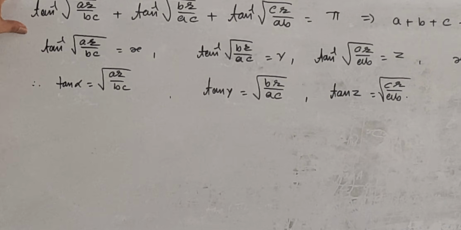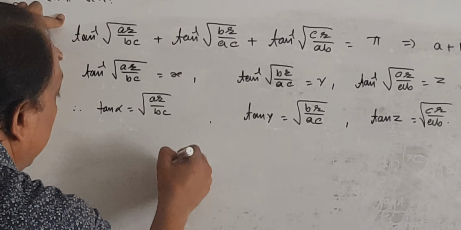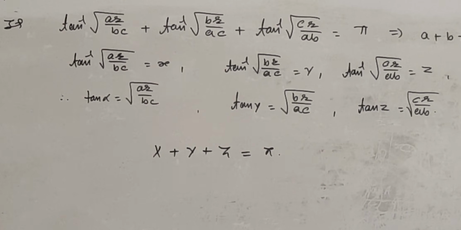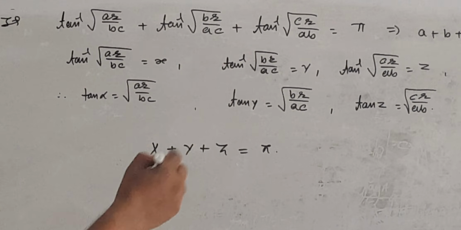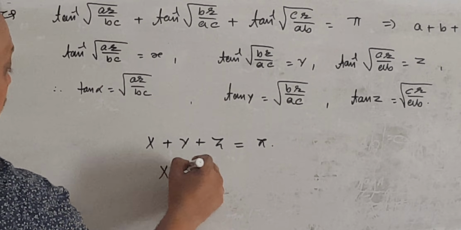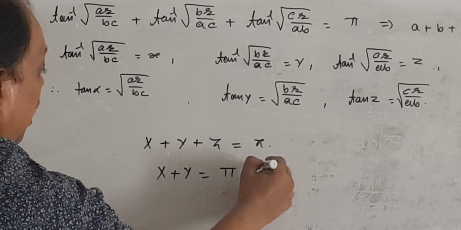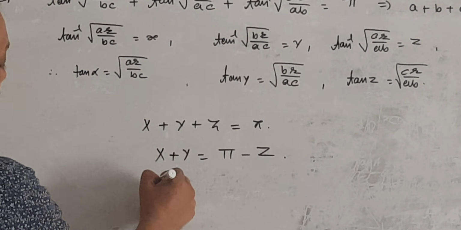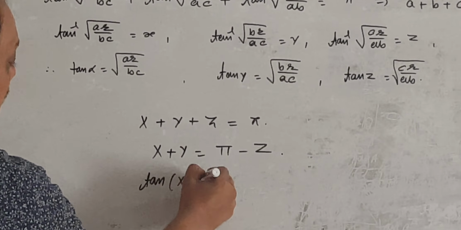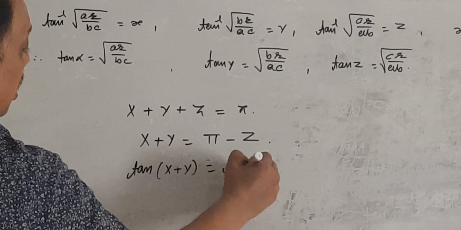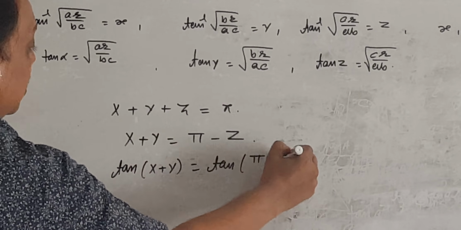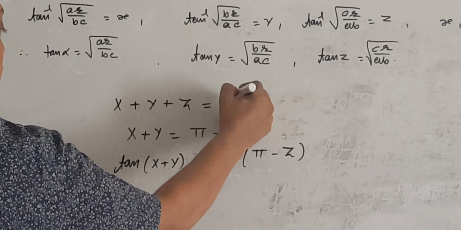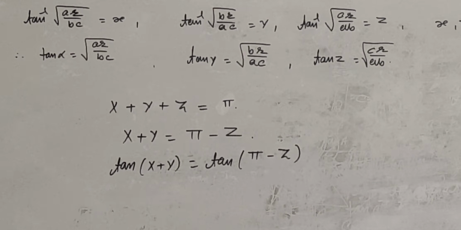This tan inverse is what? Nothing but x. So x plus y plus z is equal to pi. Take z that side, so x plus y is equal to pi minus z. We take tan on both sides. So tan of x plus y is tan of pi minus z. This is pi. Now we apply the rule.